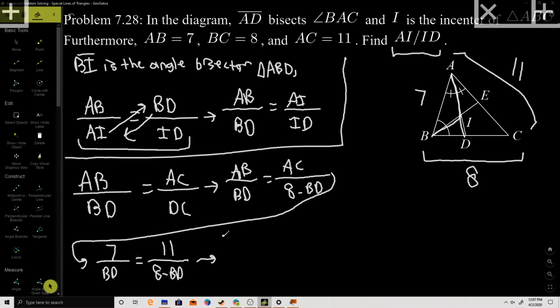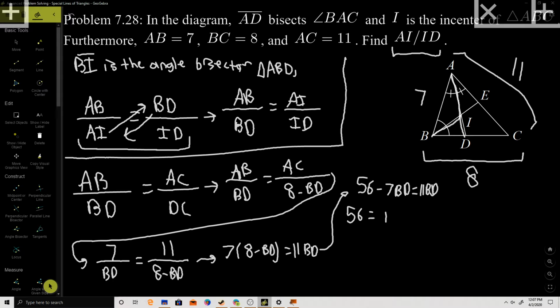Using cross multiplication, we get 7 times 8 minus BD equals 11 times BD. Now this is going to further get simplified. 7 times 8 gets us 56 minus 7 BD equals 11 BD. Adding 7 BD to both sides, we get that 56 is equal to 18 BD. Then dividing by 18 on both sides, we get that BD is equal to, well, 56 over 18.